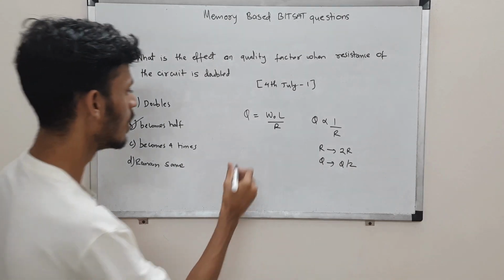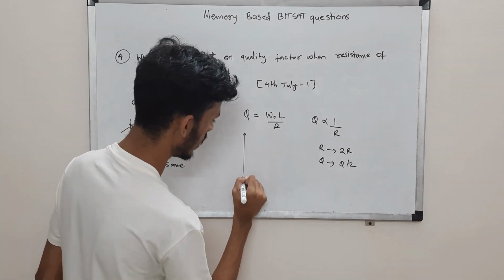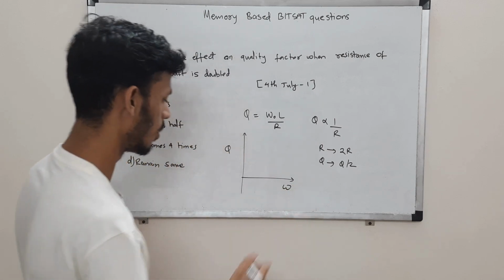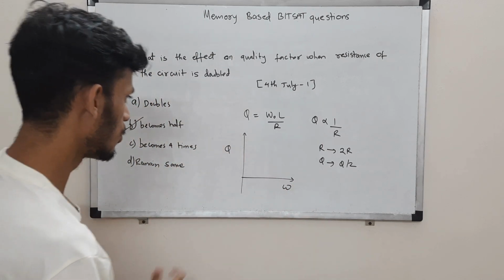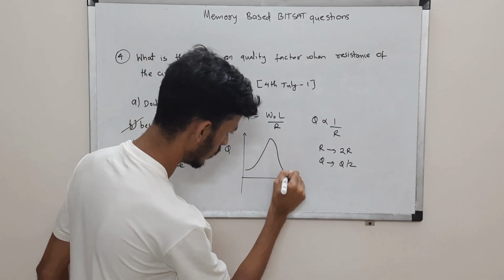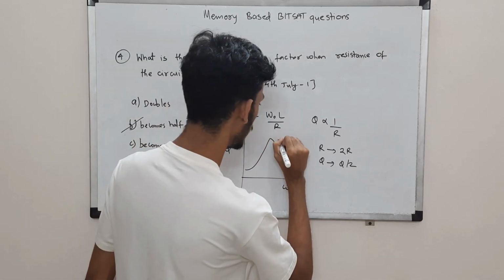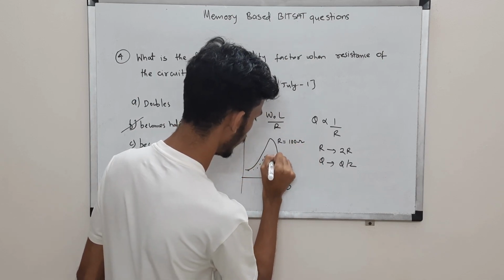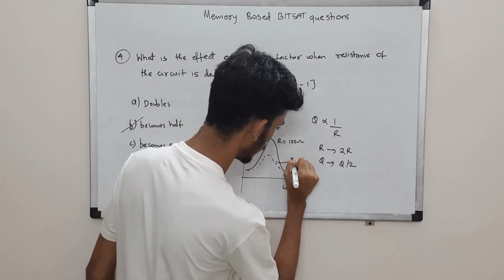Okay, in fact there is a graph about this in your NCERT. They have plotted, I think, quality factor against frequency or omega. So here they will show that the plot is like this, for R is equal to 100 ohms, okay, and they have plotted one more graph for R is equal to 200 ohms.